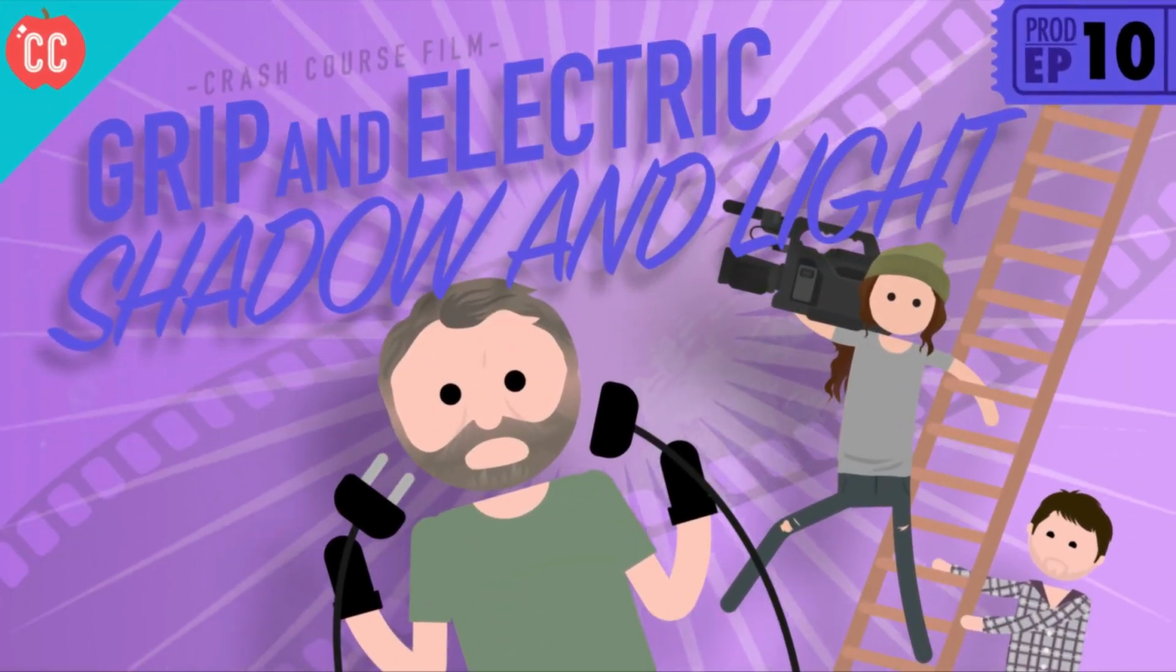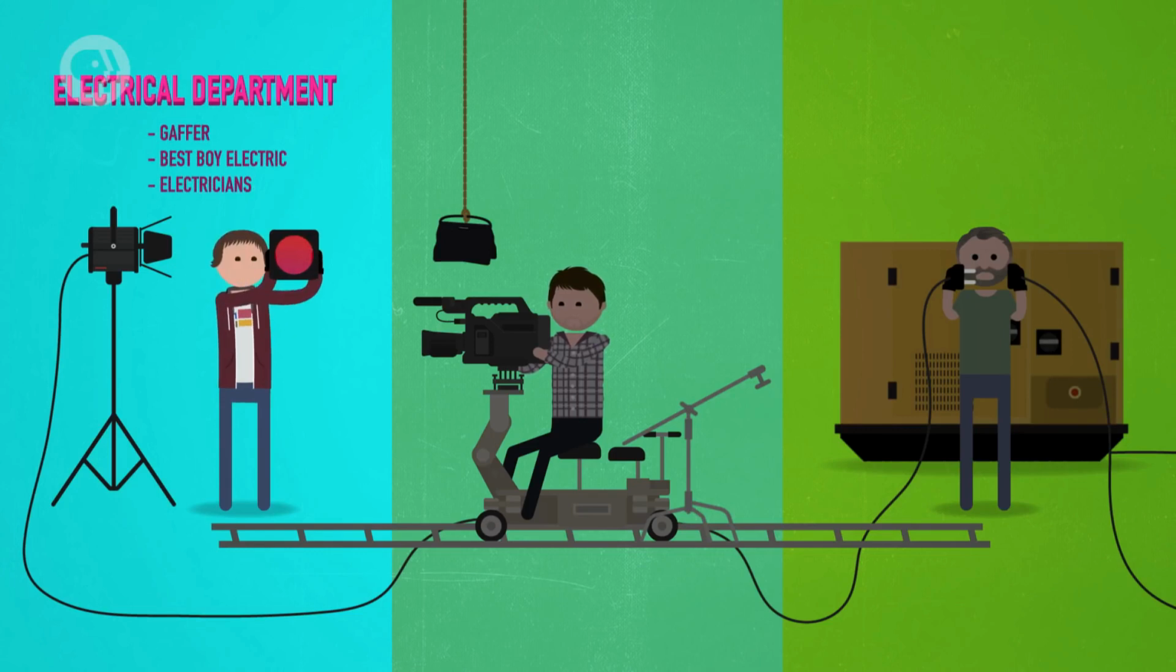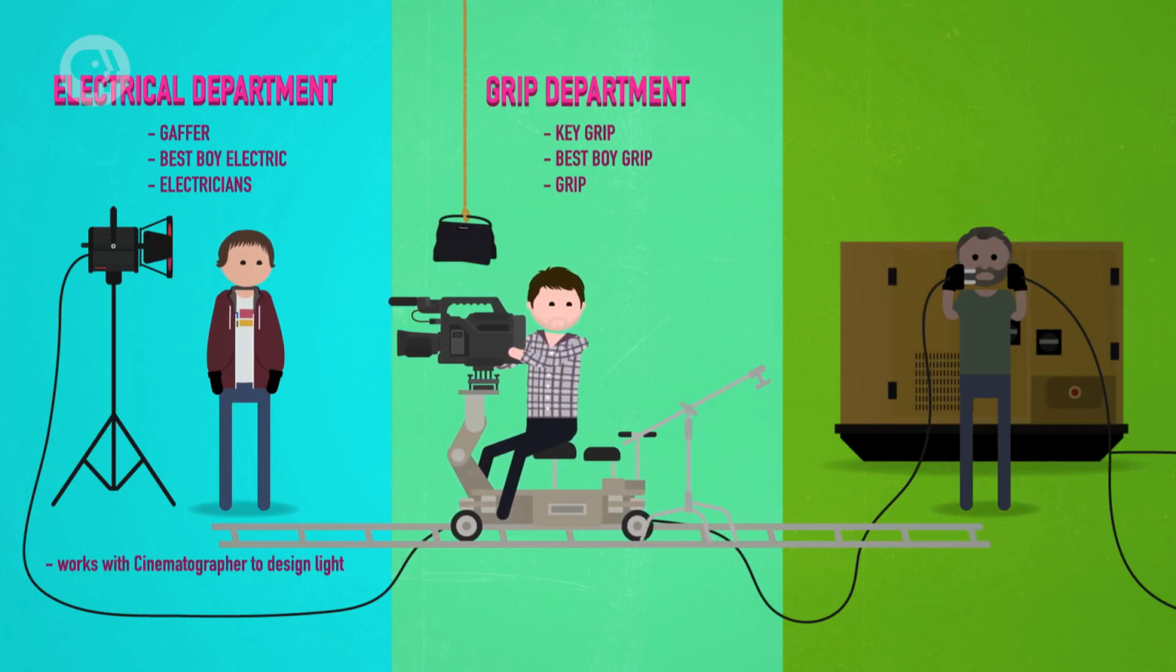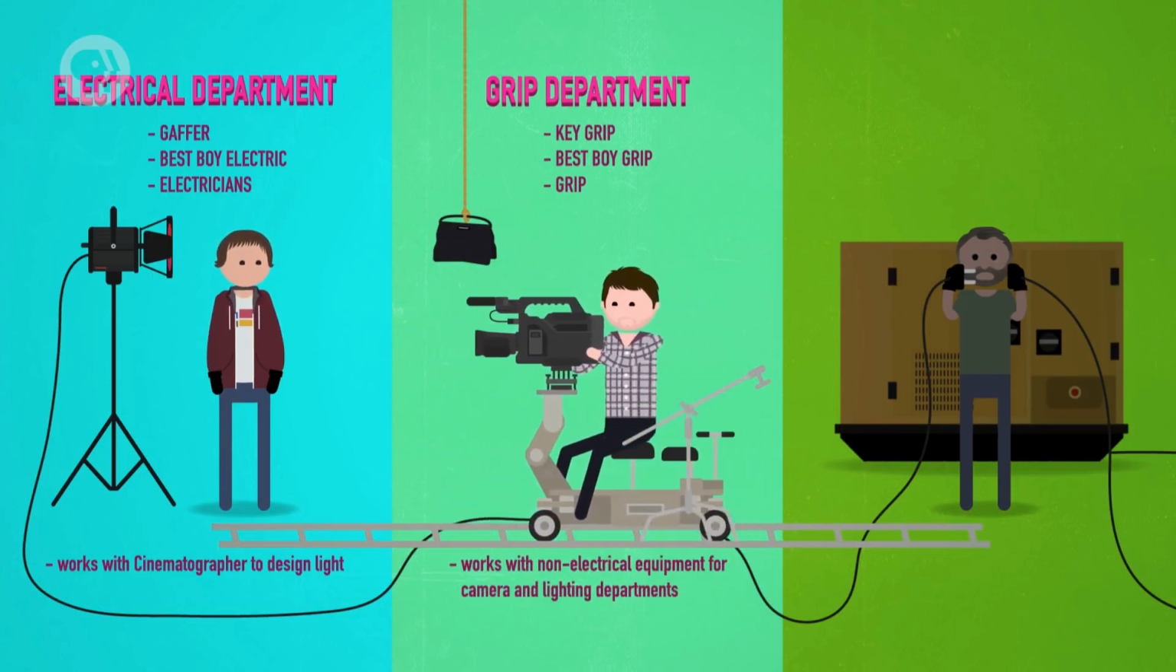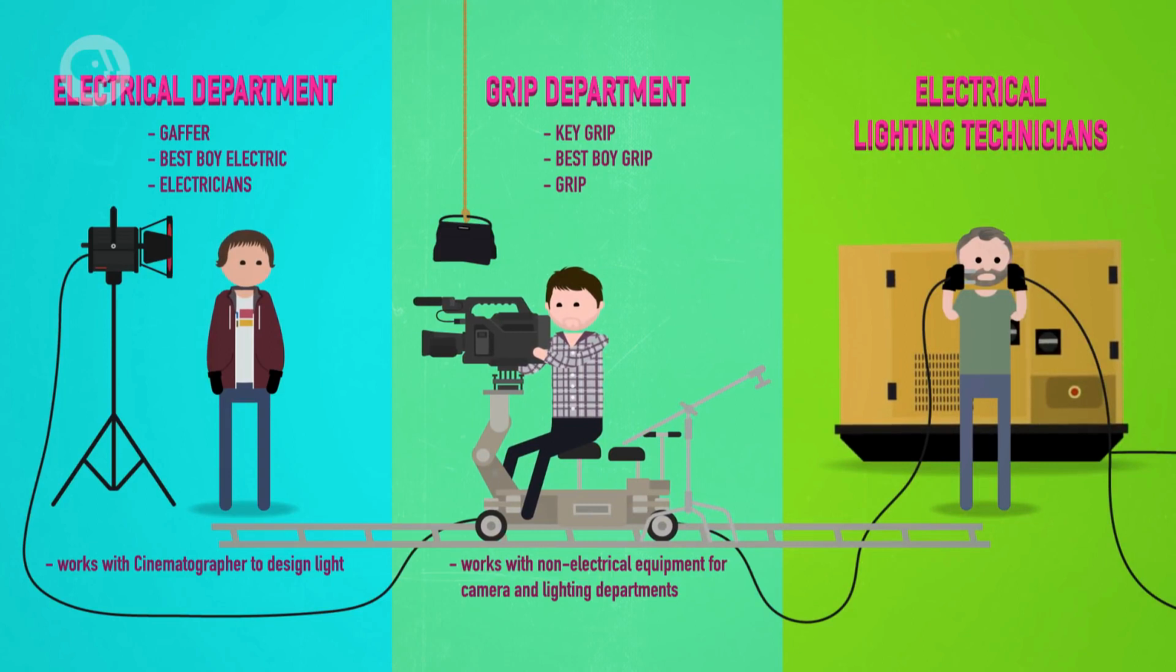A blank wall can be transformed with light and shadow. I mean, you know this, and Instagram can be made into art by controlling light and shadow. This is part of the reason grip and electric work together so well. The electricians bring in and control the light, while the grips control the shadow. Both the grip and electric teams work together as an arm of the camera team. The gaffer, Best Boy Electric, and electricians work with the cinematographer to design the lighting. And the key grip, Best Boy Grip, and grips work with all the non-electrical equipment for the lighting and camera departments. The electrical lighting technicians, or ELT, are responsible for getting light, but also power to the set.